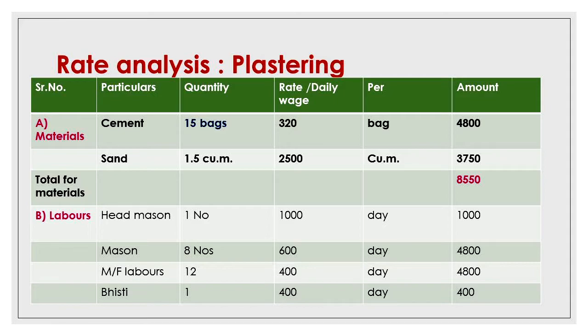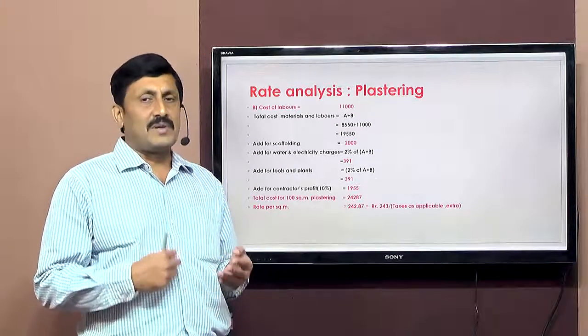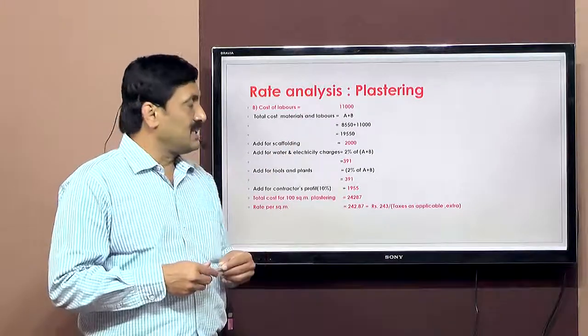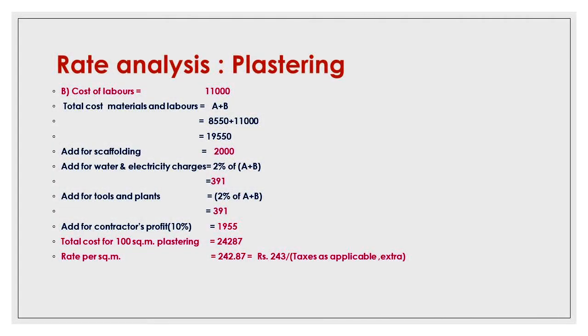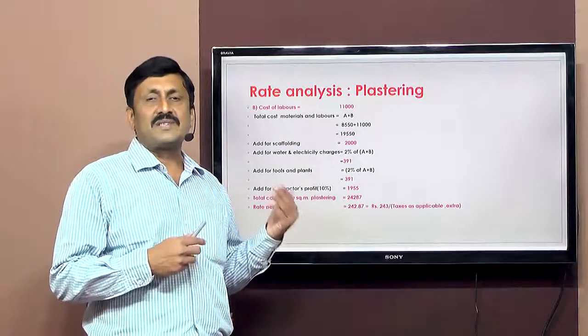So the next is, already we have calculated A, that is cost of materials. B we have calculated, that is cost of laborers. So the total cost of materials and laborers is equal to A plus B, that is 8,550 plus 11,000, it comes to 19,550. Okay, so 19,550. Now this is not the final cost for 100 meter square plastering. In this, a few additions or charges are to be added, out of which the first is you need to add for scaffolding. Already I told you in the rate analysis of brickwork what is the meaning of scaffolding.